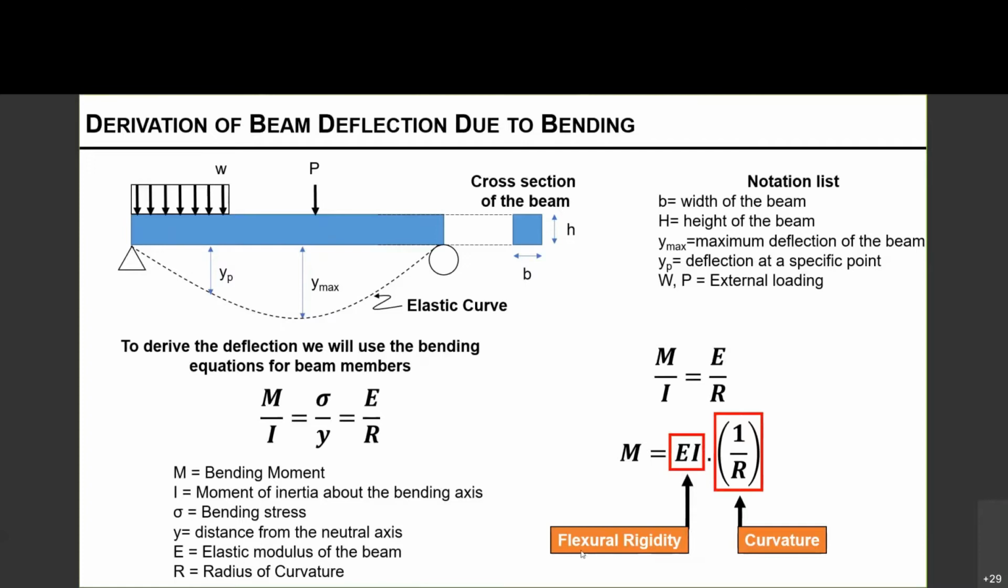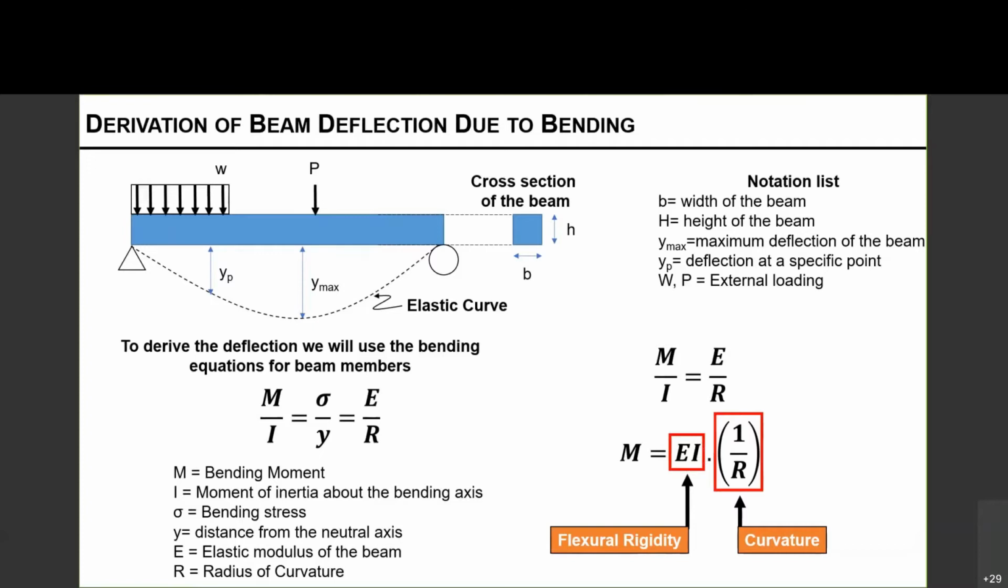The flexural rigidity is basically how resistive it is to bending. For example, if you have a high EI value, that means you have a high flexural rigidity. That means you have a strong member that is resisting against deflection. If you think about a material that has a lower EI value, that means it has a lower flexural rigidity. That means it is more flexible, right?